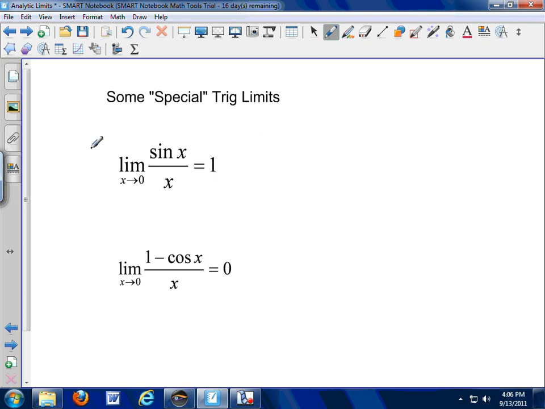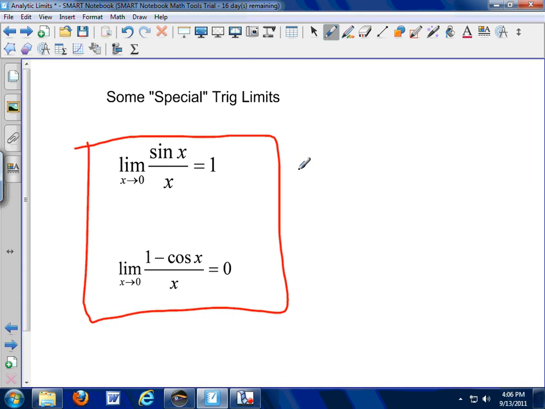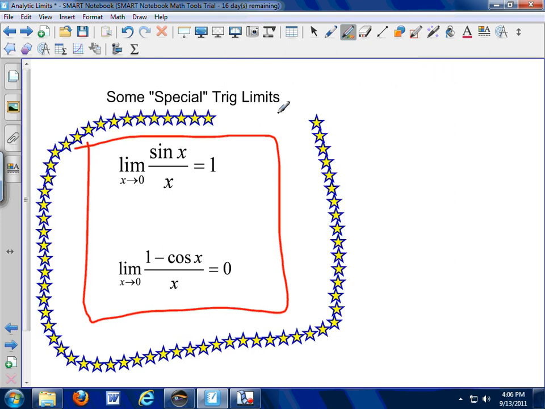Some special ones, we're going to write those down. We're going to put a box around them. We might put some other decorative feature around them so that we remember. Let's use the magic smiley face. No, we'll use the star pen. Okay, we want to write those down. We'll use them on the very next slide.